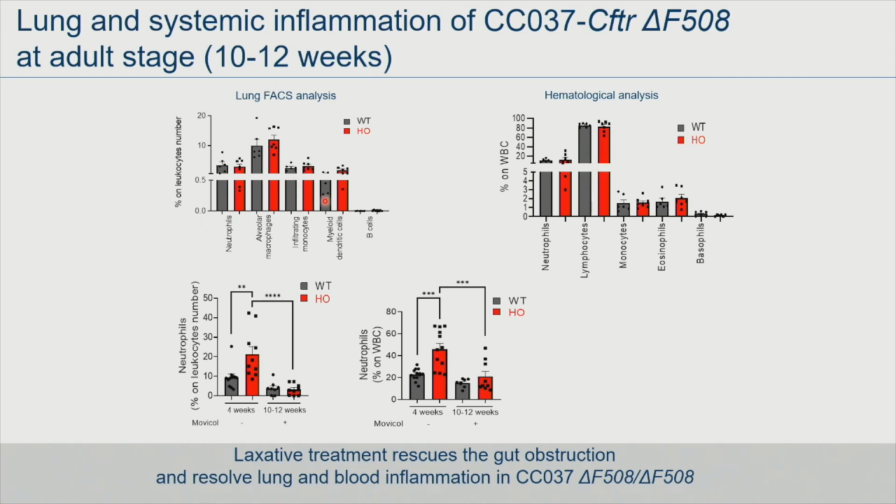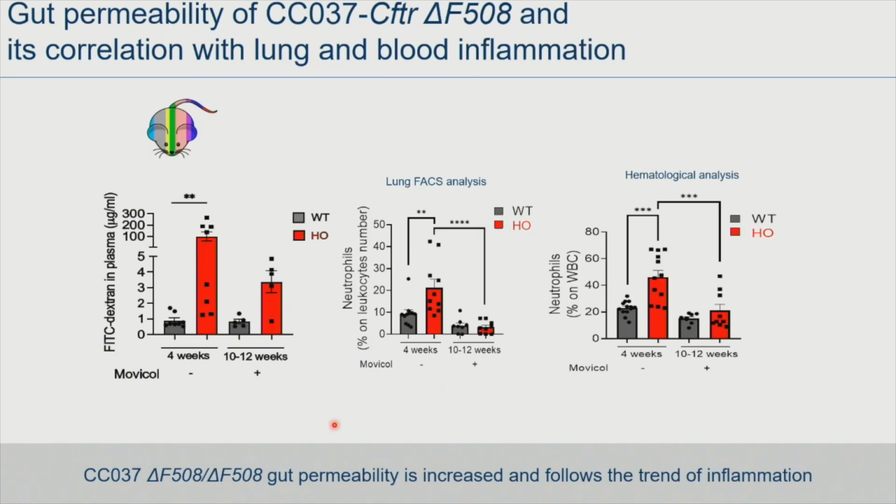This is evident in this graph, which is the comparison of early and late stage, with inflammatory response at the early stage but not confirmed at the late stage. We can say from this picture that the laxative treatment rescues the gut obstruction, but also probably resolves lung and blood inflammation in C57 black 6 in collaborative cross mice. So at this point, we start to hypothesize a role for the gut in influencing lung and blood inflammation.